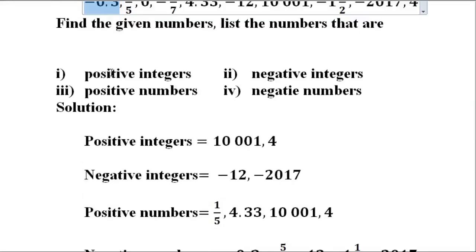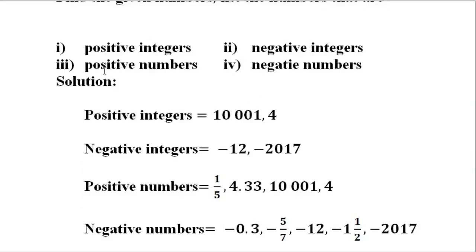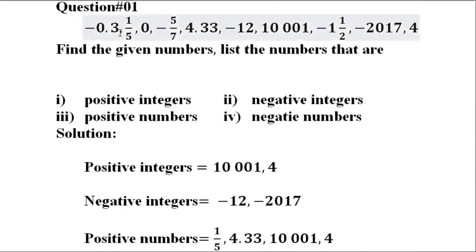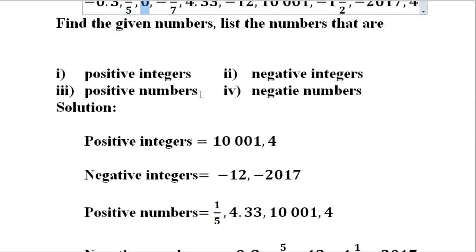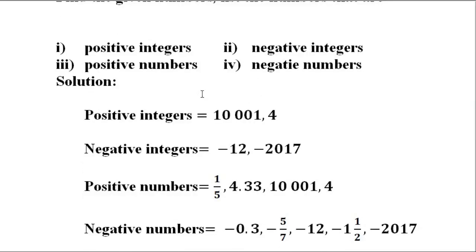Now this is a decimal number. As we have discussed in detail, the set of integers does not contain decimal numbers. Therefore, I'll consider negative 0.3 as a negative number. Next, we have 0. Well, 0 is a real number, but neither positive nor negative. Therefore, 0 can't be considered a positive number, negative number, positive integer, or negative integer.